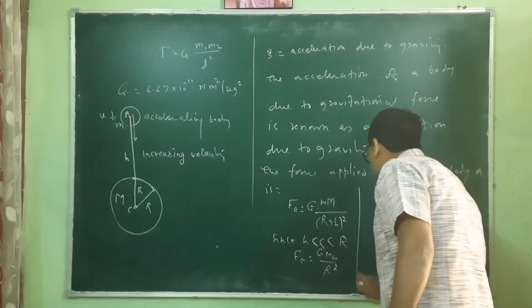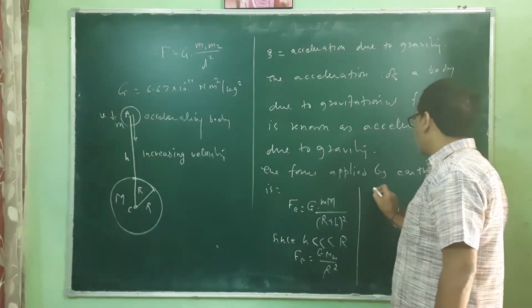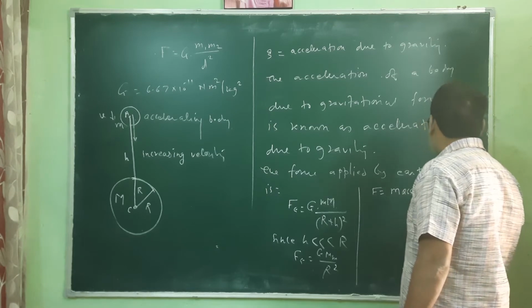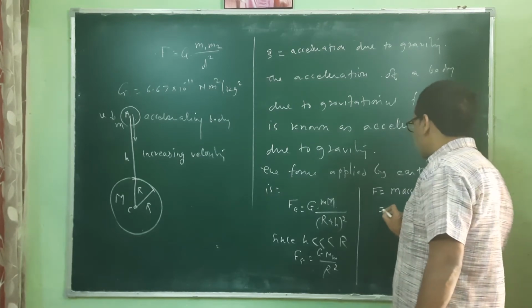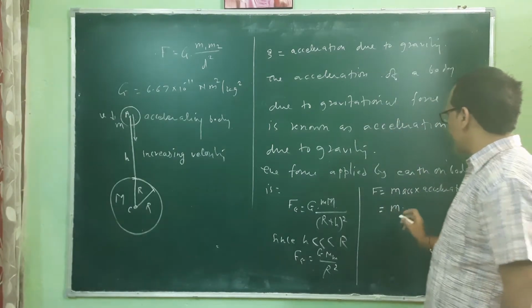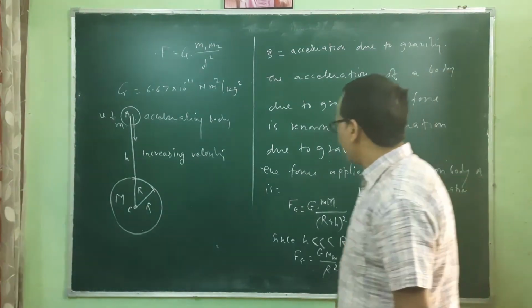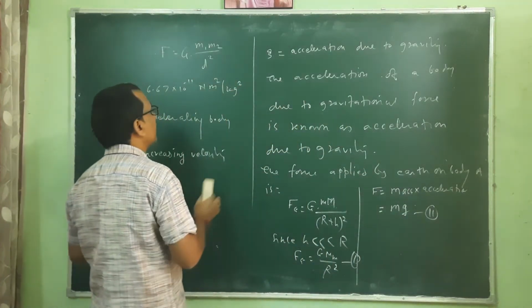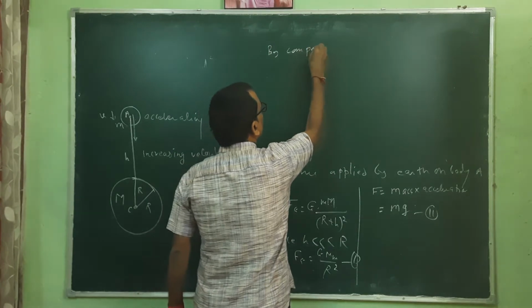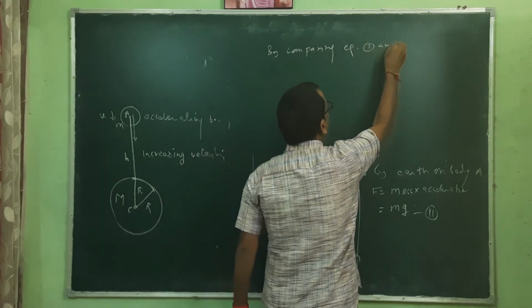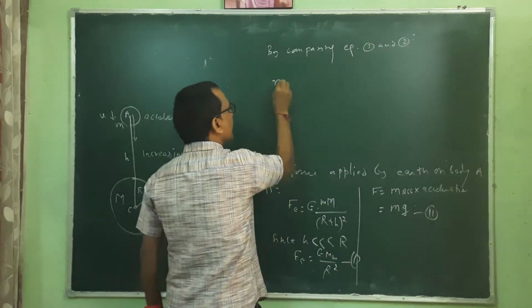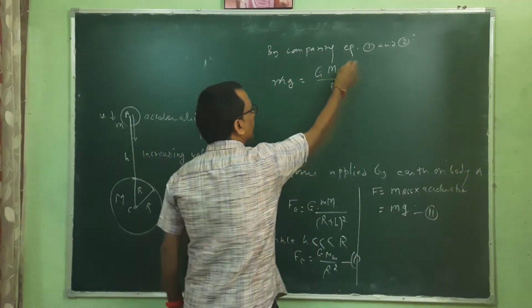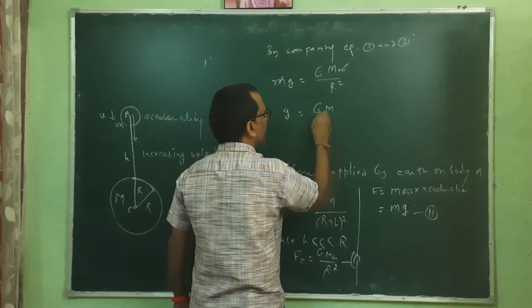One can compare this with the Newton formula for force, which is mass multiplied by acceleration. The mass of this body is m, and the acceleration, here taken as acceleration due to gravity, is g, so this is mg. Then we can compare, this is equation 1, this is equation 2. By comparing equations 1 and 2, we have mg equal to G M m by r square. The m can be cancelled, so g is equal to G M by r square.